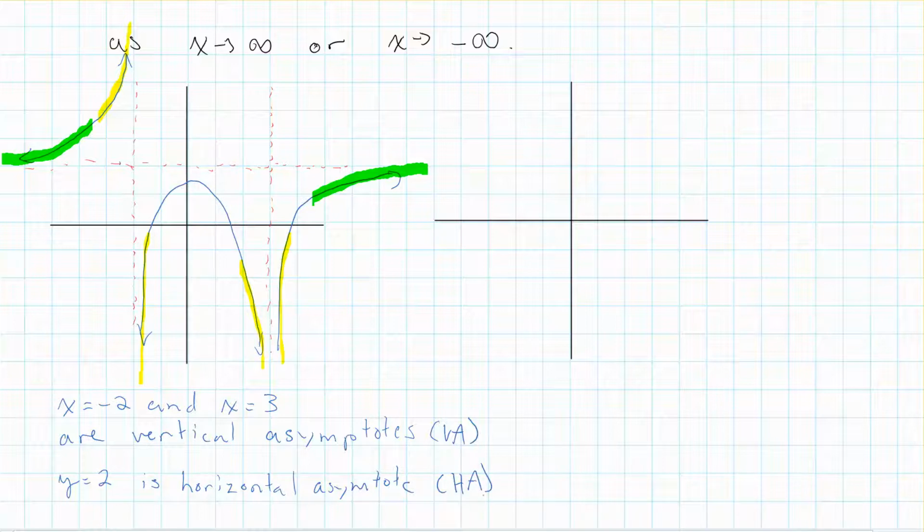So let's look at another one here. I'll draw some dotted lines in, then make a sketch.